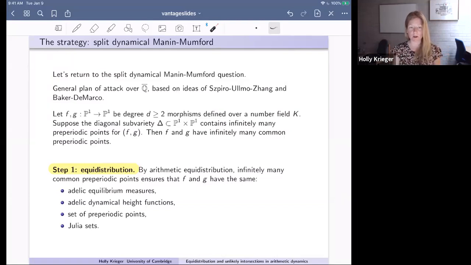These adelic equilibrium measures have to agree. So they have the same adelic equilibrium measures. Because those recover the canonical height functions, they have the same dynamical height functions. Because those height functions have the same set of zeros, they have the same set of pre-periodic points. Because the support of those measures are the Julia sets, they have the same Julia sets. Okay, so all this simply from having infinitely many common pre-periodic points.